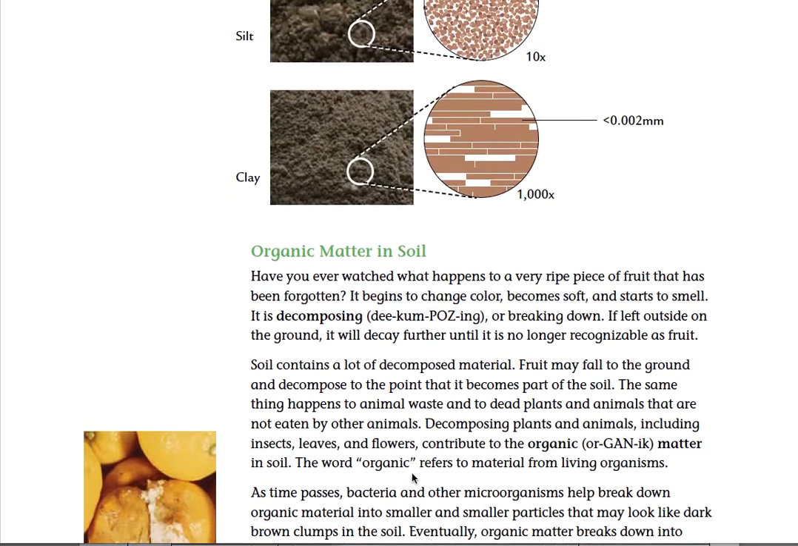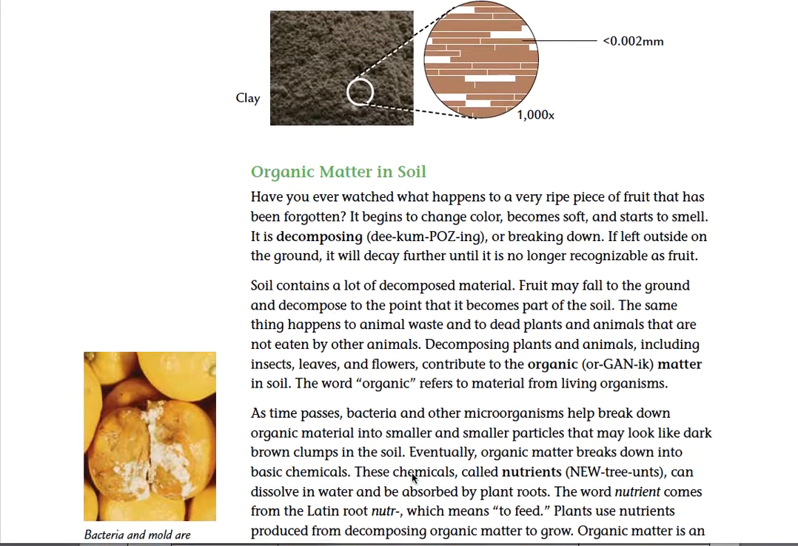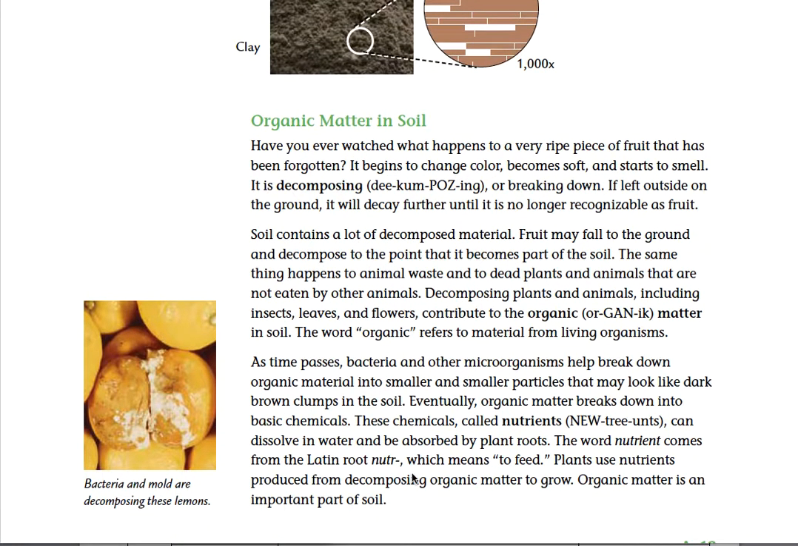Organic material in soil. Have you ever watched what happens to a very ripe piece of fruit that has been forgotten? It begins to change color, becomes soft, and starts to smell. It is decomposing or breaking down. If left outside on the ground, it will decay further until it is no longer recognizable as fruit. Soil contains a lot of decomposed material. Fruit may fall to the ground and decompose to the point that it becomes part of the soil. The same thing happens to animal waste and to dead plants and animals that are not eaten by other animals. Decomposing plants and animals, including insects, leaves, and flowers, contribute to the organic matter in soil. The word organic refers to material from living organisms.